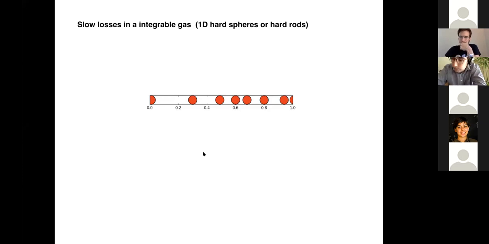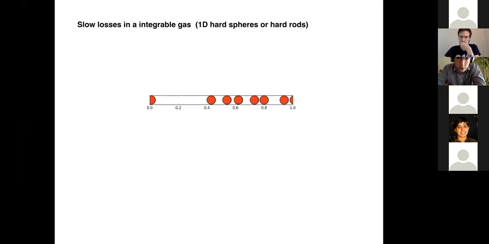We are going to be interested in an integrable gas, like all systems in this conference. And so what we have in mind is more something like this. Imagine now that we have hard spheres in one dimension, and that we do the same thought experiment. We just kick one of the spheres.